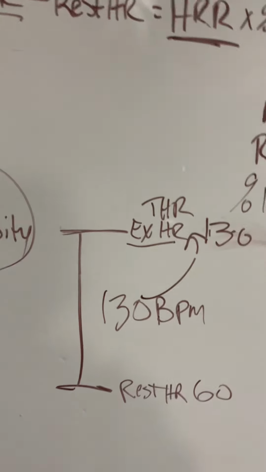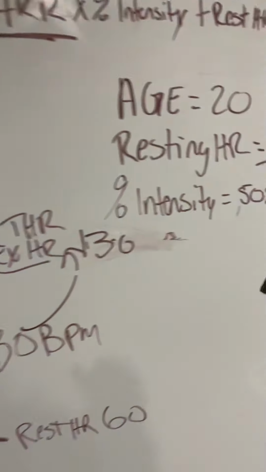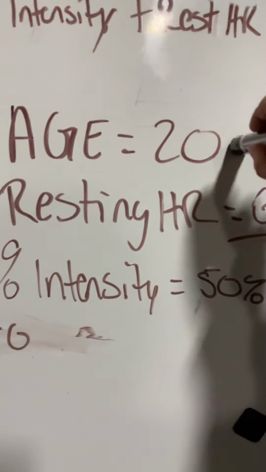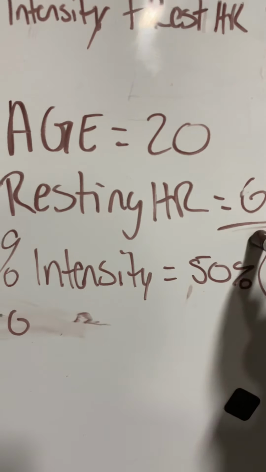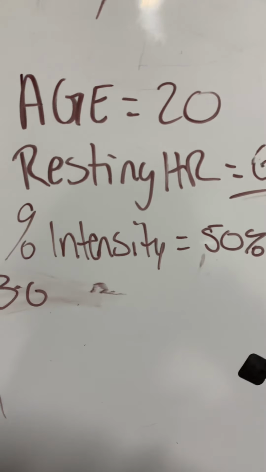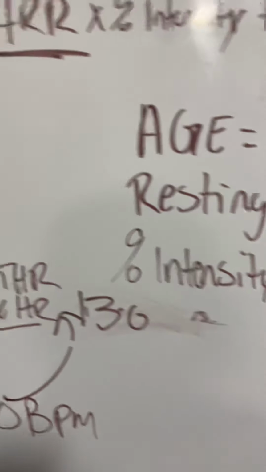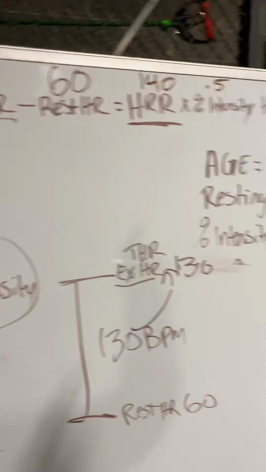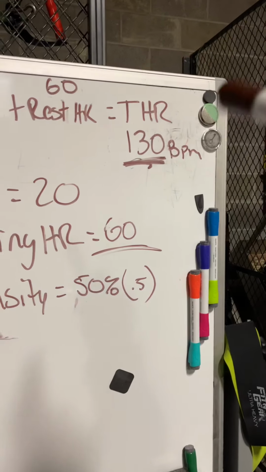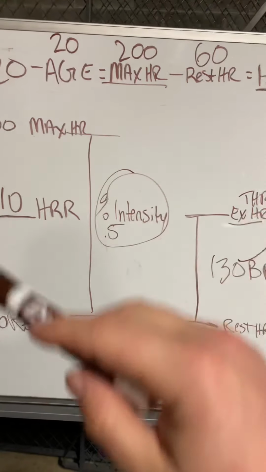Tomorrow you will be doing your Rockport 1 mile test, and we'll be using this formula. You will enter in your age here, your resting heart rate you need to know, and then by doing a calculation that we will show you tomorrow, you will be able to find out what your intensity is, and then you will plug it into the Karvonen formula, which will give you how many beats per minute you should be exercising at.